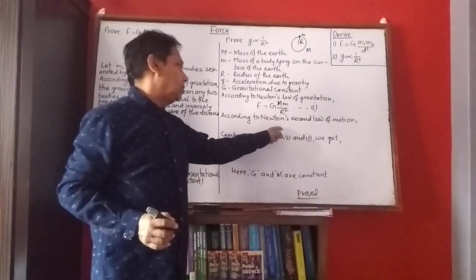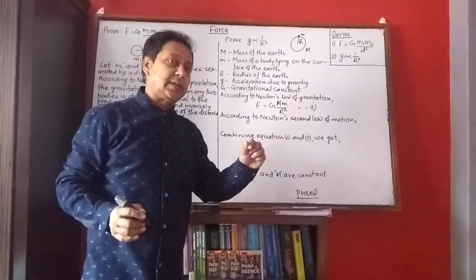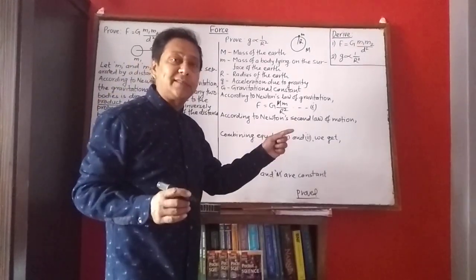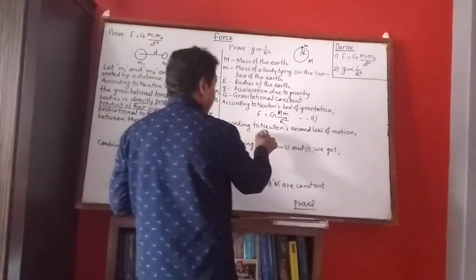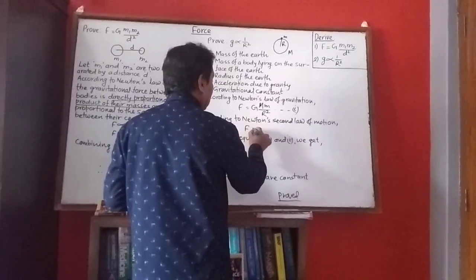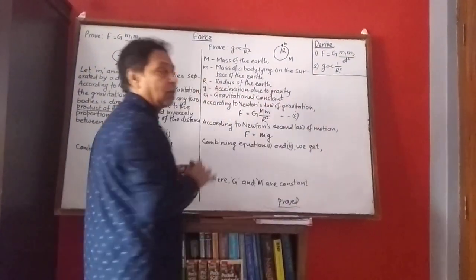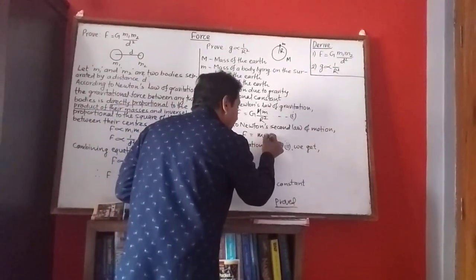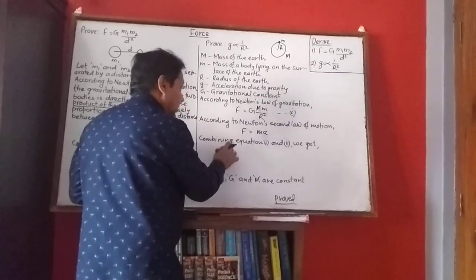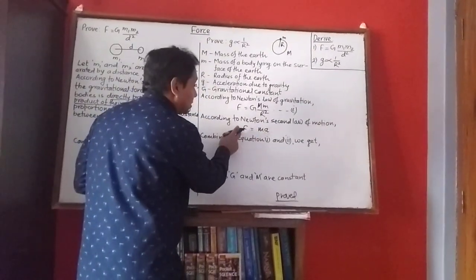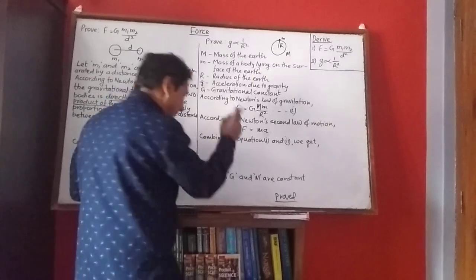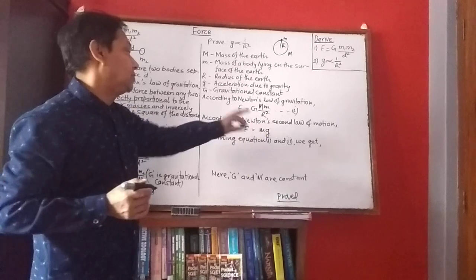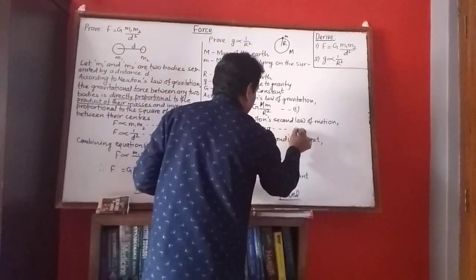Now, according to Newton's second law of motion, do you remember Newton's second law of motion taught in class 9? What was the equation related to it? F is equal to ma. But if this force is not an applied force, if this force is the force applied by the earth, then the acceleration will be acceleration due to gravity. That's why we are writing F equal to mg. Now this is considered as the second equation.